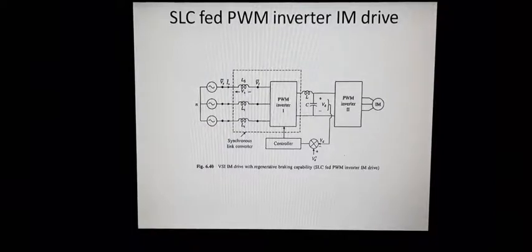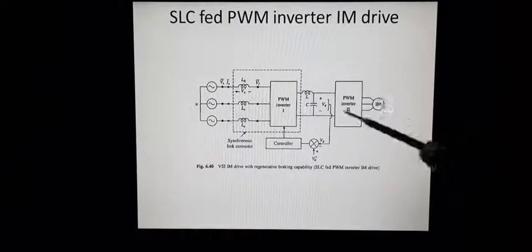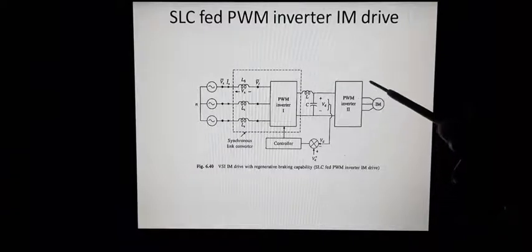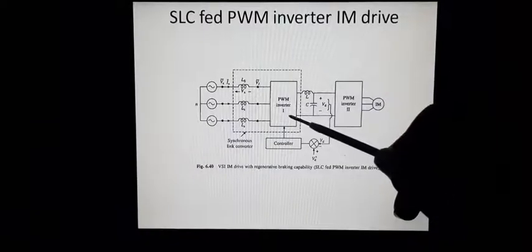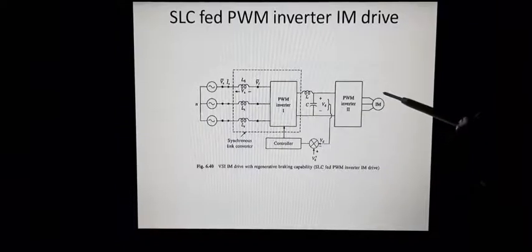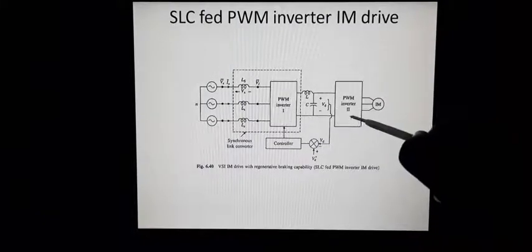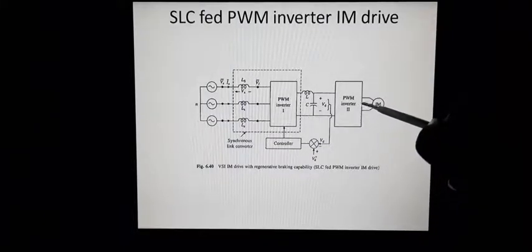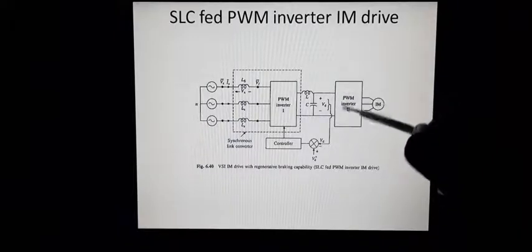Now consider the case if the load of the induction motor has been increased. Suppose the load on this induction motor has been increased, then definitely the induction motor will be taking more power from the inverter side. So since the induction motor is taking more power from the inverter side, the power which is being fed from SLC is not sufficient to compensate this overload. So the additional power will be supplied from this capacitor. Since the additional power is being supplied from this capacitor, the voltage across this DC link, or the voltage across this capacitor VD, will be getting reduced.